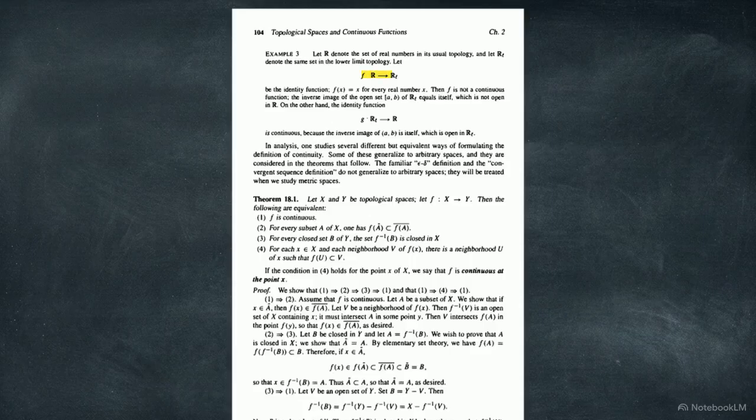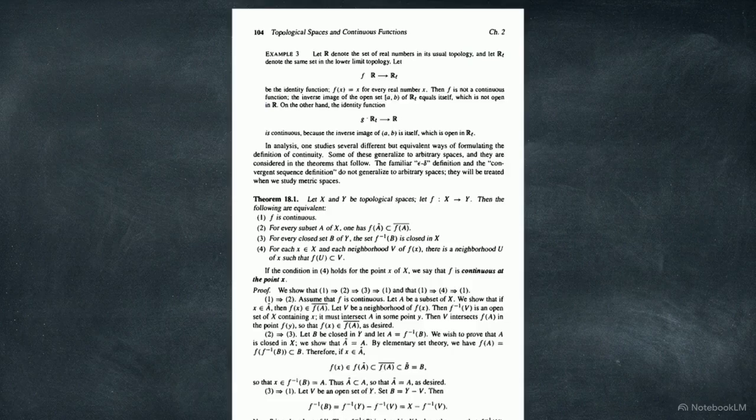Consider this identity function mapping the usual topology to the lower limit topology. In the lower limit destination, the half-open interval a, b is an open set. Tracing it back through the identity function leaves the set unchanged. But the interval a, b is not open in the usual topology. Because the pullback failed to produce an open set, the function is discontinuous.